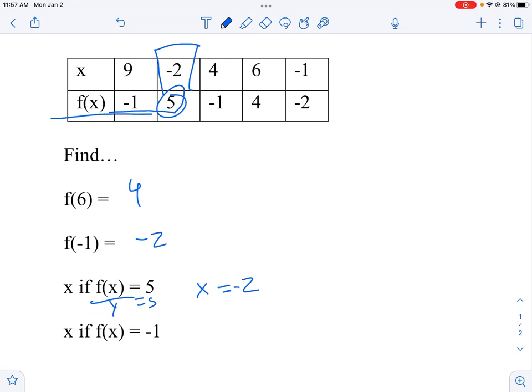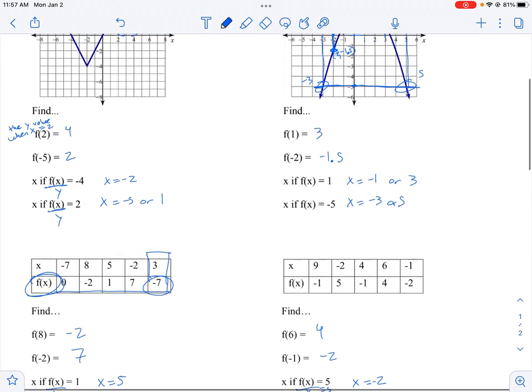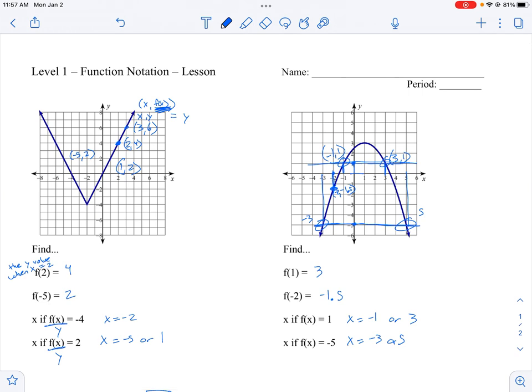Well, I come through my table and find -1 and write down my x. Well, x could be 9. But make sure you just scan the rest of the table, because look, -1 shows up again right here. And it also has an x value of 4. So I'm going to put 4 as well on my answer. So there you go. That's level 1 for function notation, x's or y's, and how are they paired up.